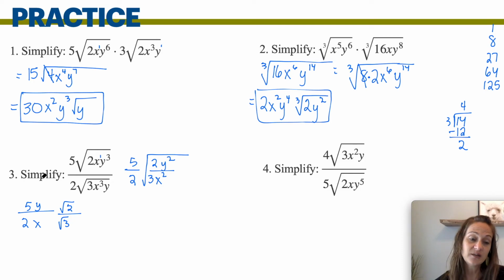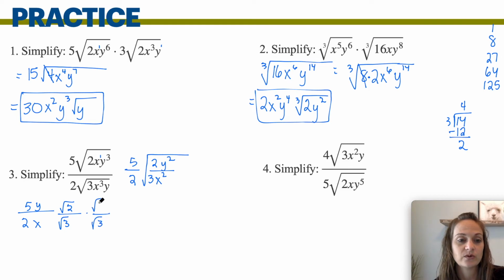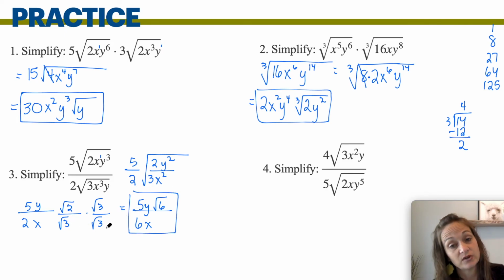Now, we are not done because we still have a square root that is in the denominator. So we are going to multiply by the square root of 3. So on top, I'm going to be left with 5y square root of 6. And on bottom, I'm going to be left with 2 times x times 3, which is 6x. Why is that 3? Because square root of 3 times square root of 3 is the square root of 9, and the square root of 9 is 3. And 3 times 2 gives me 6.